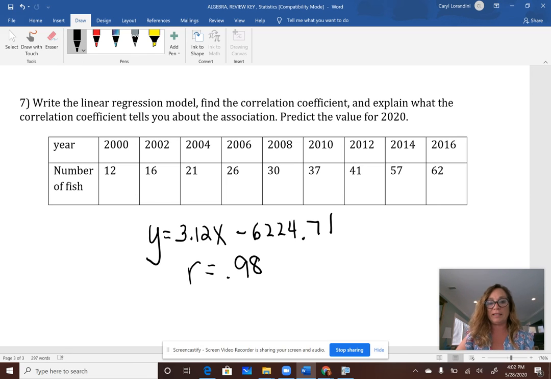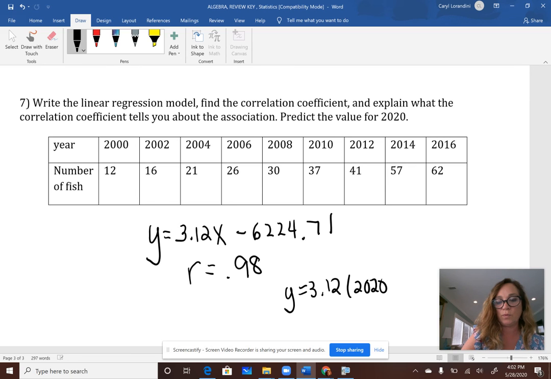Predict for 2020. So you just substitute in the 2020, y equals 3.12 times 2020 minus, and I'm going to write on my face, so instead I'm just going to pick up my calculator. Okay. 3.12 times 2020 subtract 6224.71, enter. 77.69, so therefore we're going to say 78.